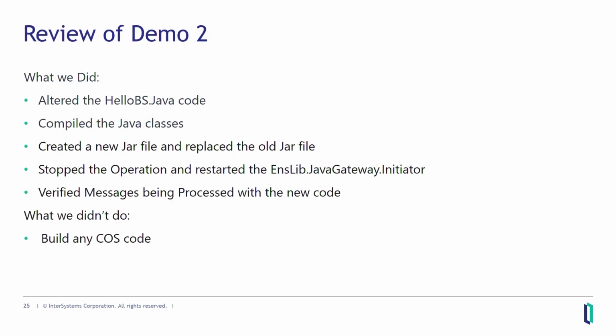So again, what did we do? We altered the Java code for the business service. We compiled the Java classes. We created the new jar file, replaced the old one, stopped the operation, restarted the initiator, and verified the messages are processing with the new code. And again, what we didn't do is more important. We did not drop into ObjectScript.